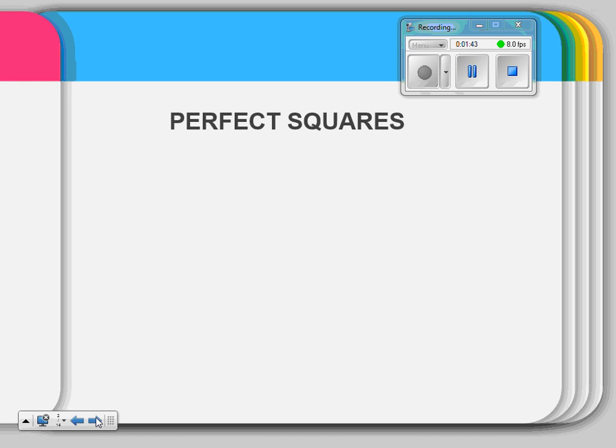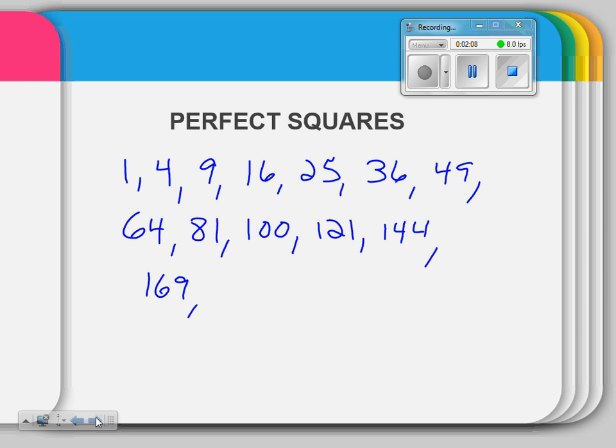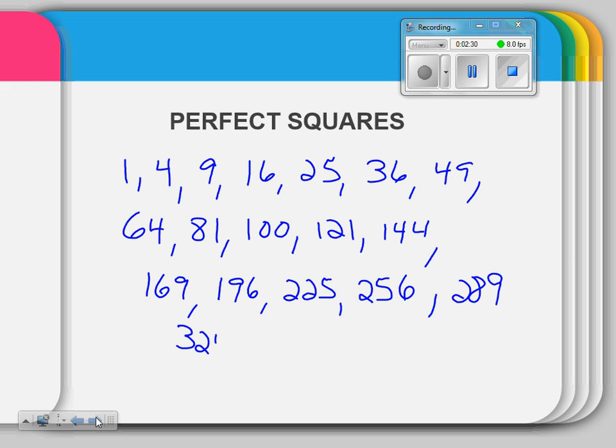And to simplify our square roots, we need to have the perfect squares list one more time. So, ready, set, go. 169. Let him do all the hard work.